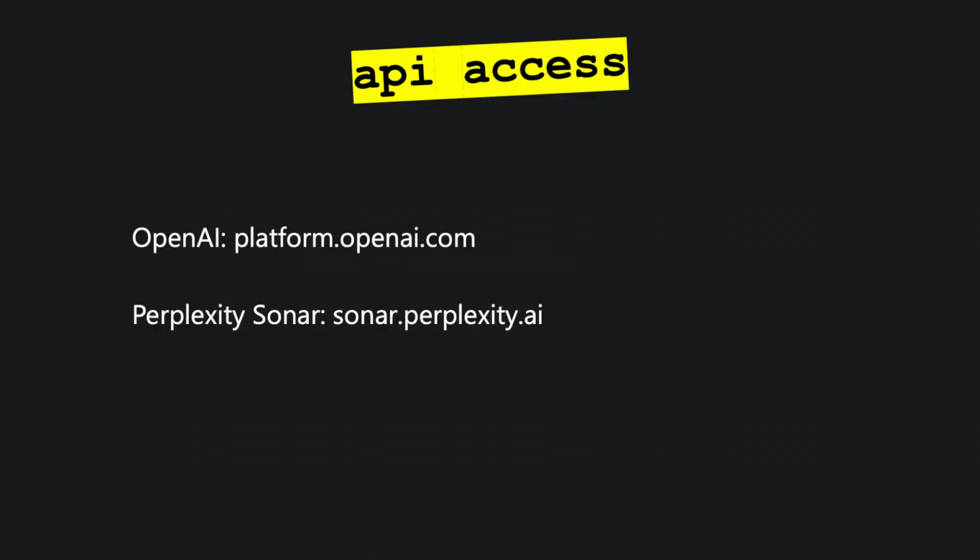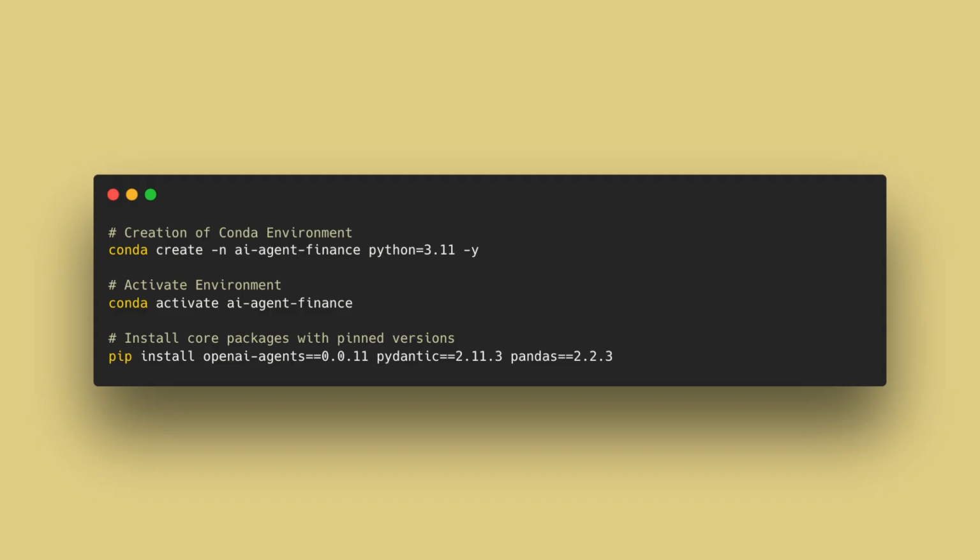This tutorial assumes you've already created an API key for either OpenAI or Perplexity. But if you're new to working with either of these APIs, check the video description. I've linked to earlier walkthroughs where I cover how to set that up. Start by creating a new virtual or Conda environment and installing the following libraries: OpenAI Agents, Pydantic, and Pandas. You can do this by copying the code on the screen into your terminal or command prompt.